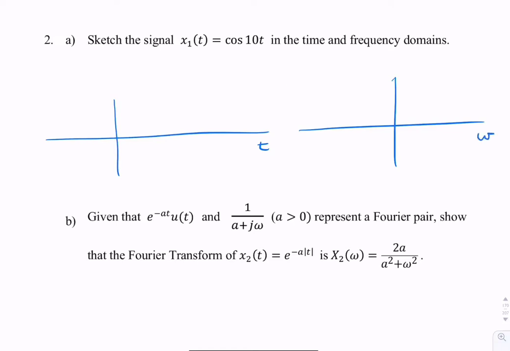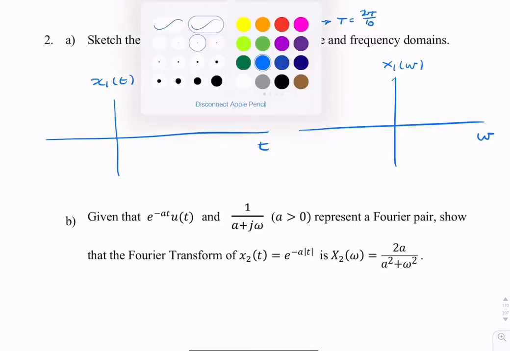So to get the mark, you need to annotate the axes. Each of these is necessary to get the full mark. Next, even though it's a simple cosine, we need to know the period. So if we know omega to be 10, then the period is 2 pi over 10. So we need to sketch a signal with a period of 2 pi over 10.